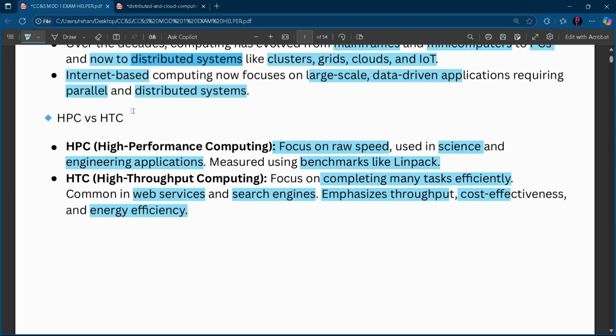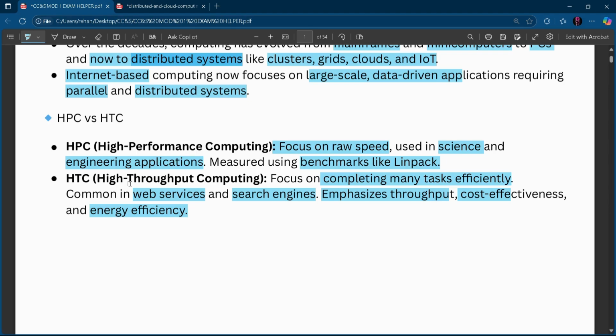Then how HPC is used in science and engineering applications, and how HPC is measured, like using benchmarks such as Linpack. Basically, you see it with your phones and such, right? How do you give the spec ratio and so on? It's all benchmarks. They are measured using benchmarks.